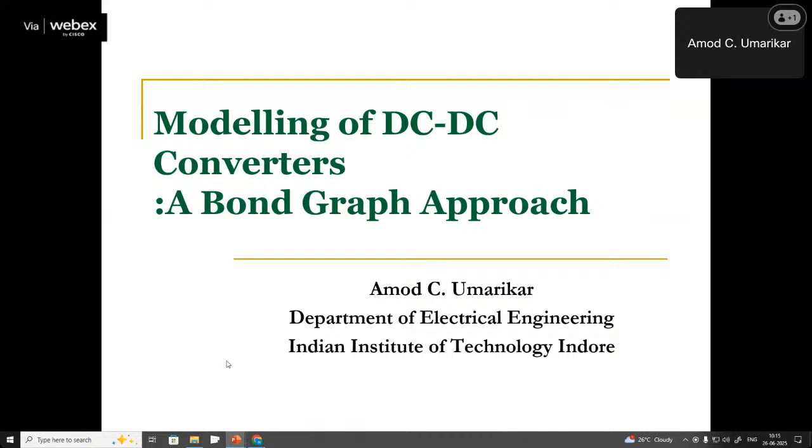So how many of you have heard of this bond graph? Please note that this will be an interactive session. I hope that it should not be one way. So whenever I ask some query or doubt or question, please respond, so that I also feel it is an interactive session. Yeah, how many of you have heard of this name, bond graph?